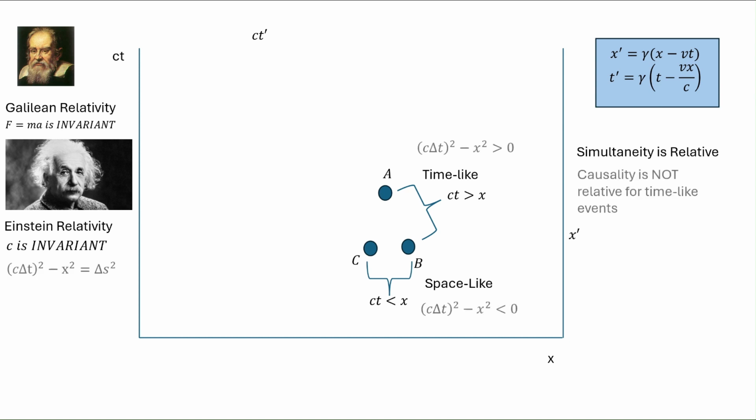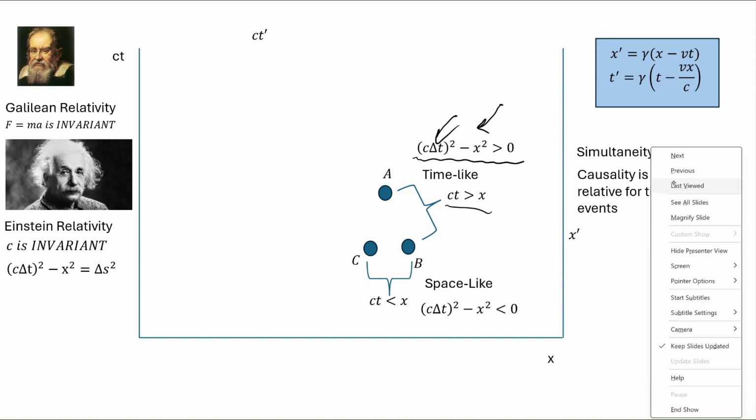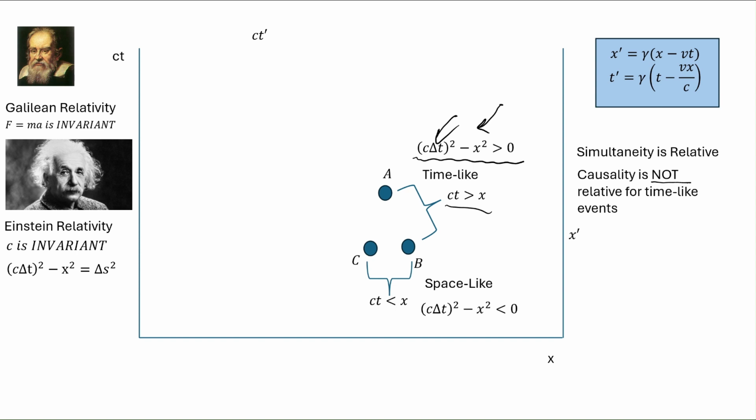Another way to say this is I can say that this quantity is greater than 0. Now notice it's more or less this, but the reason I square everything is I don't want to have to worry about what direction things are going in. If I have it guaranteed that this quantity is greater than 0, then causality will be preserved. In other words, causality is not relative for time-like events. It is relative for space-like events.